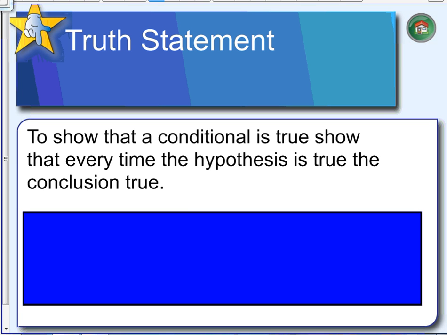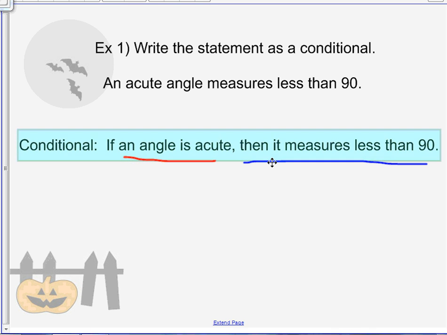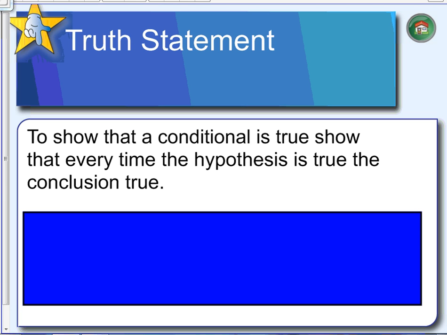As I was saying earlier, conditional statements always have truth values, and a truth value can either prove your conditional true or false. To show that a conditional is true, show that every time the hypothesis is true, the conclusion is true. For example, in our previous statement, if an angle is acute, then it measures less than 90 degrees. We know that no matter what, an angle that is less than 90 degrees will be classified as an acute angle. So the truth value of this statement would be true.